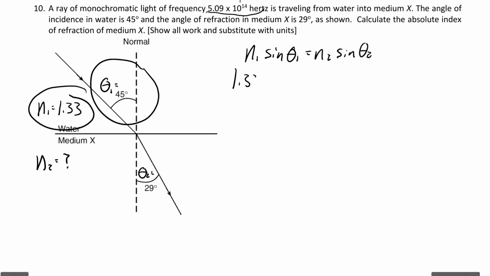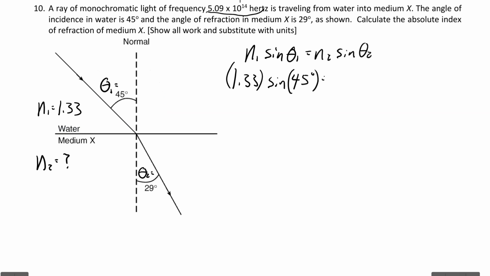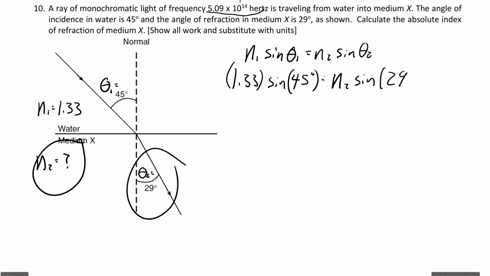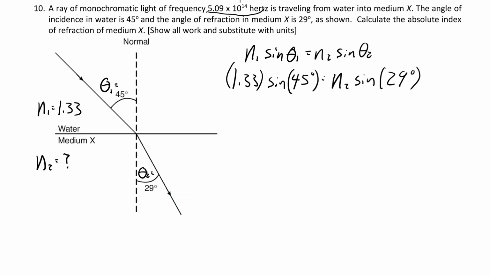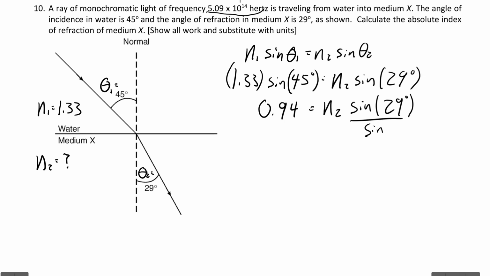So that's 1.33 sine 45. Make sure you put the 45 with the 1.33. You'll get a different answer if you just mix them up. And then n2 is over here, and that goes along with the 29 degrees. So we'll put 29 degrees. Now make sure your calculator is in degree mode. 1.33 times sine 45 is about 0.94. Make sure you keep that long decimal in your calculator, but you don't have to write the whole thing over here. And then you're just going to divide by sine 29 in your calculator.